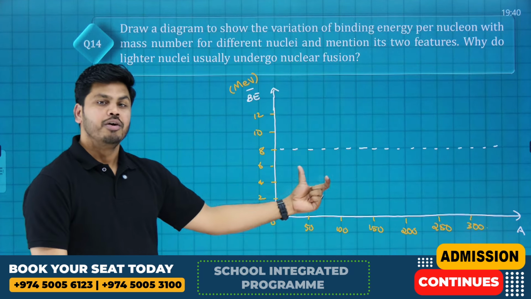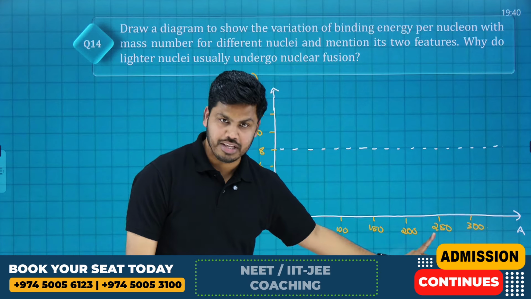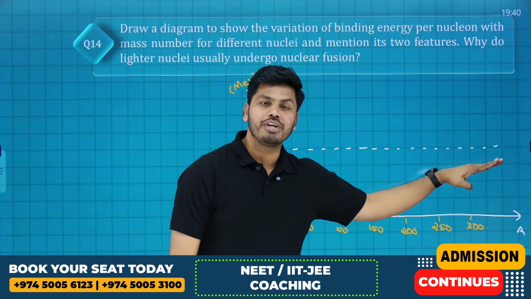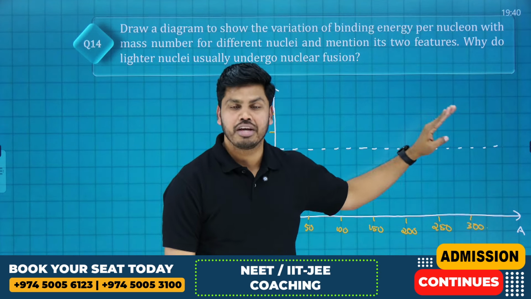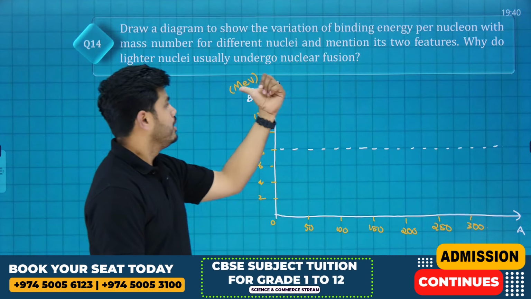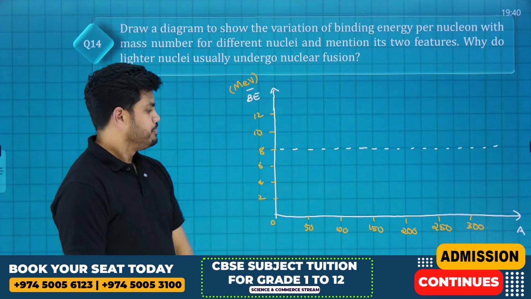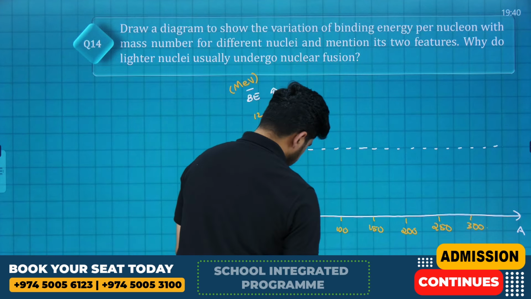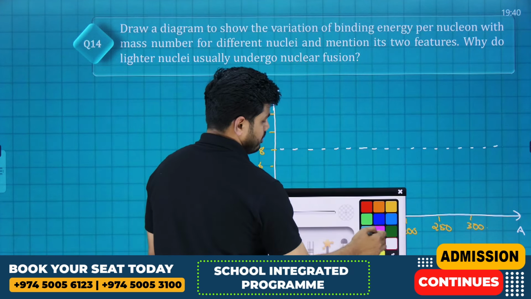Because in the observation, we concluded by looking into this graph that almost all the nuclei have an average binding energy of 8 MeV. So 8 MeV is the reference line for our binding energy per nucleon graph. Okay, and now we will mark 2 points in the graph.